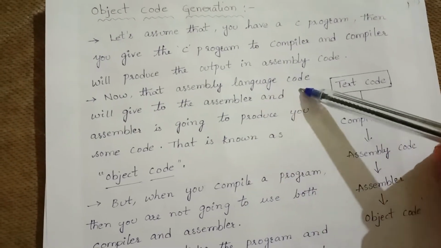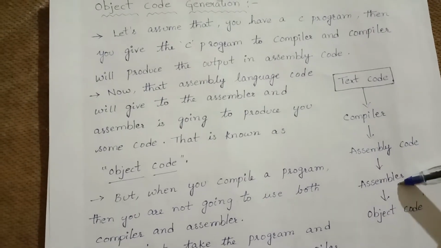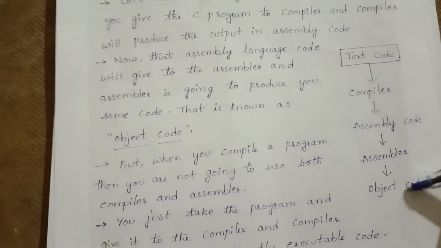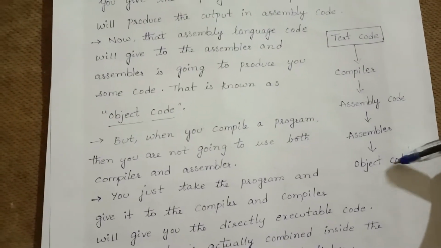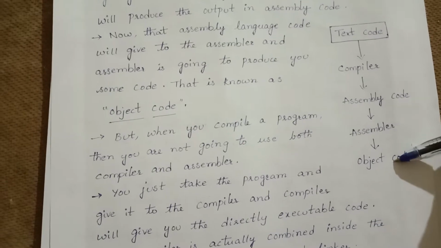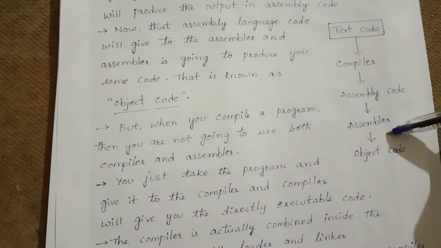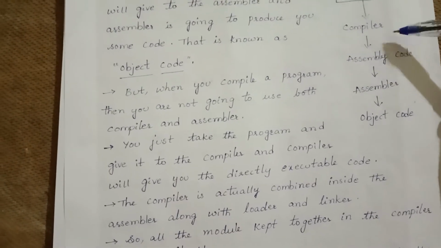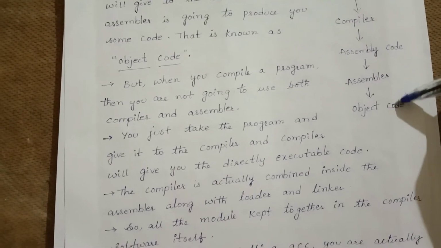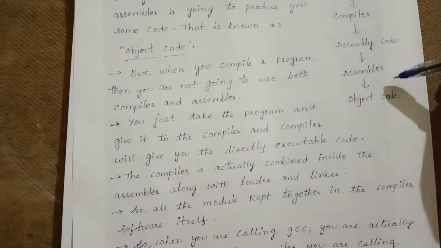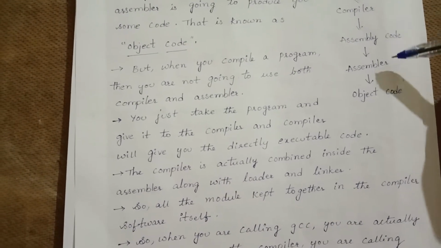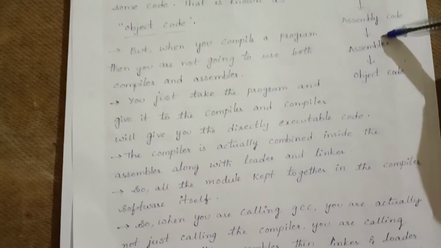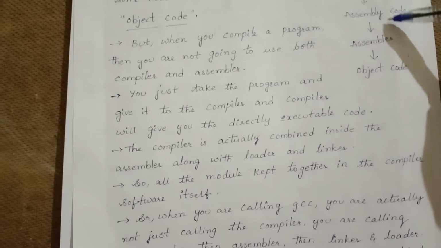So now that assembly language code will be given as an input to the assembler, and the assembler is going to produce the same code that is known as an object code. But when you compile a program, you are not going to use both the compiler and assembler separately. You just take the program and give it to the compiler, and the compiler will give you directly the executable code. The assembler is actually combined inside the compiler along with the loader and linker. So all the modules are kept together in the compiler software itself.